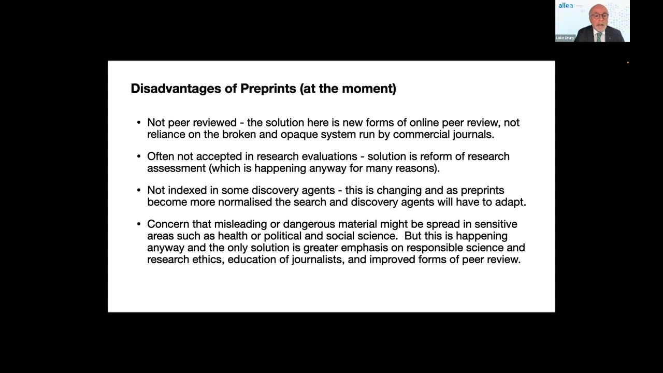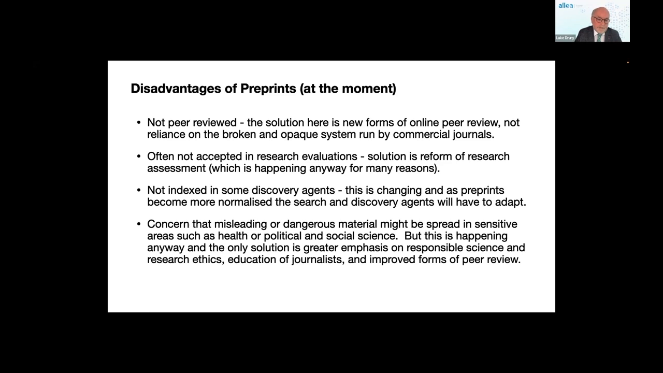Preprints do need to be incorporated in discovery agents. The discovery agents run by the commercial publishers, mirabile dictu, tend to prioritize their own journals. So we do need publicly owned discovery agents which can discover preprints. This is happening. I think as preprints become more widely used and become more normalized, search and discovery agents, even those operated by commercial publishers, will have to adapt and cover them.